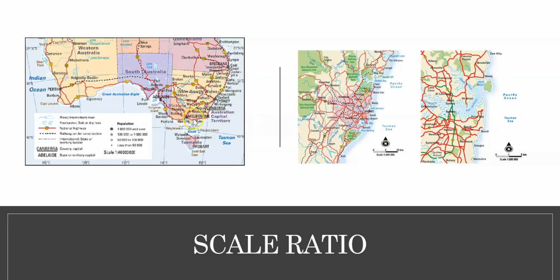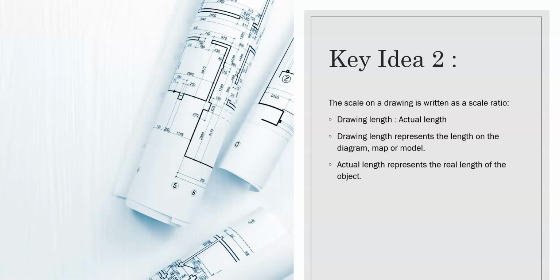So every 1 centimeter on the map would be 40,000 in real life. Okay, here every 1 centimeter on the map would be equivalent to 400,000. Sorry, that one was 400,000. This one's 40,000 in real life, and every 1 centimeter on the map there is the equivalent to 20,000 in real life. All right, key idea number 2.